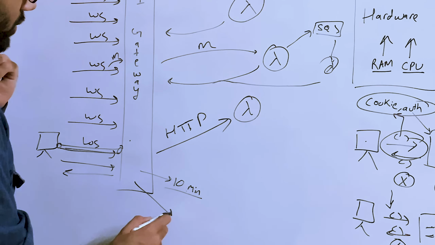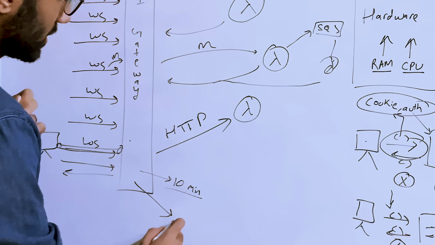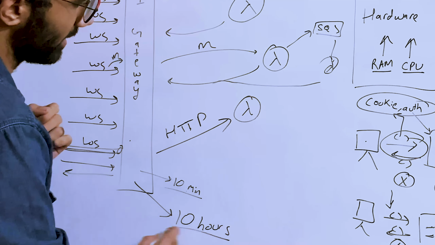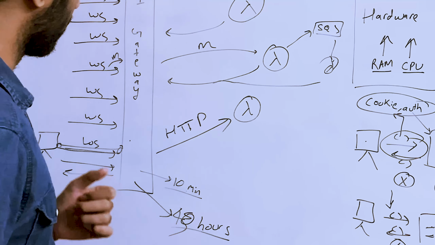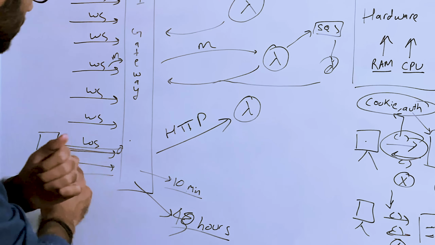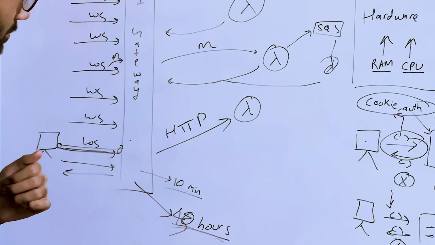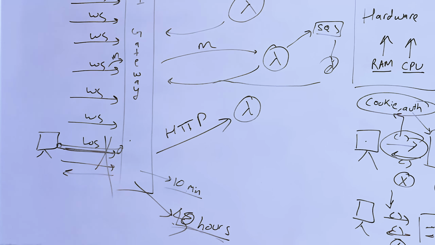And the second constraint which I remember is the WebSocket connection can only stay alive at max for 10 hours. I think 4 hours, not 10 hours. Correct me if I'm wrong in the comments. For 4 hours, you can keep this socket alive. This is a hard limit. That means after this, Amazon would forcefully drop this connection, right?